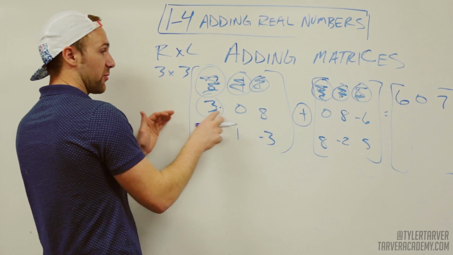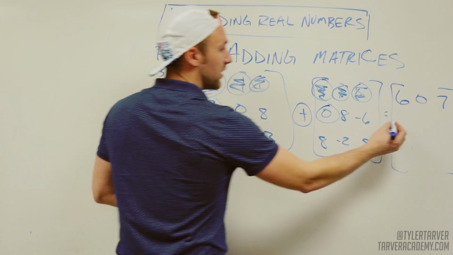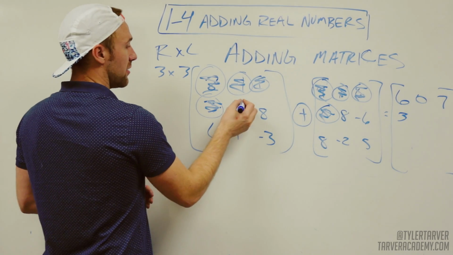3, I'm in the far left. 3 plus far left, 0 is 3. Cancel those out. Middle, exact middle.